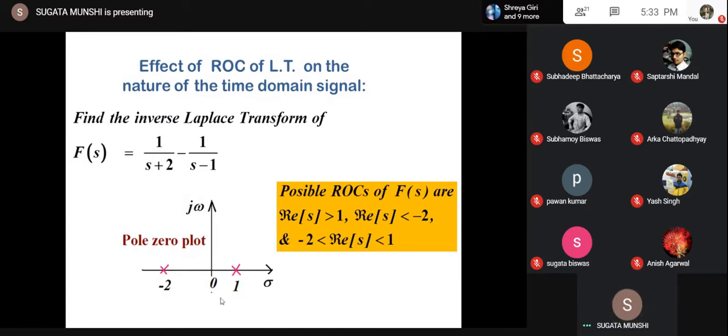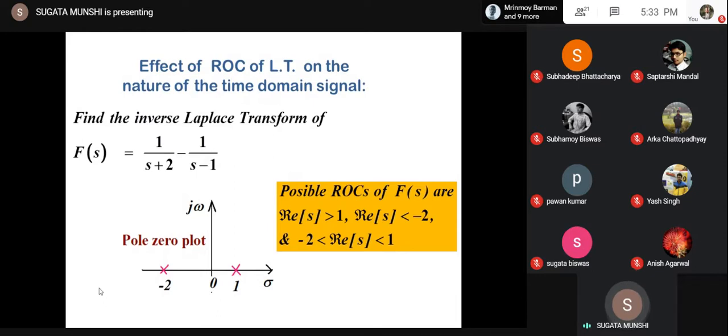Causal component. Similarly, if you consider the location of the other pole, that is at s equal to minus 2, there will be another ROC which will start from sigma equal to minus 2 and extend leftward up to sigma equal to minus infinity, a vertical region whose edge is here parallel to the j omega axis. Corresponding to that ROC, we will have one anticausal component.